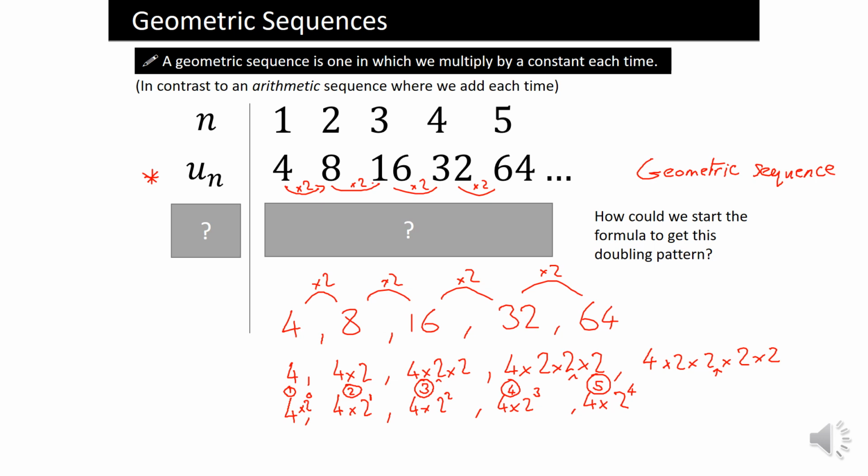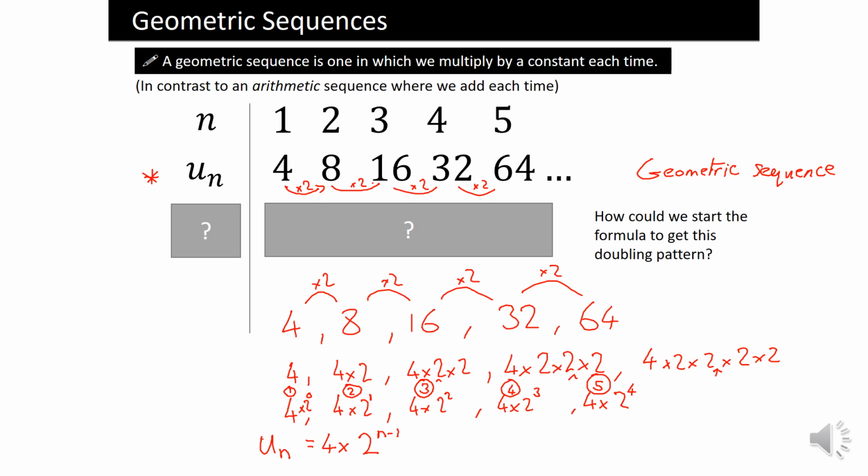The connection is that the power of 2 is always 1 less than the position, so it's 1 less than n. So our nth term for this one is 4 times 2 to the power of n minus 1. You don't need to be able to do this at this point, but if you can, that's great, and you'll find it much easier next year.